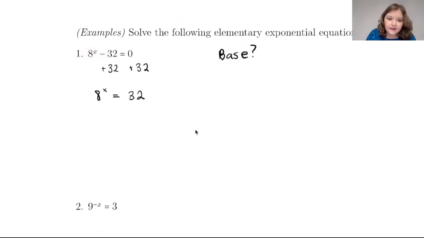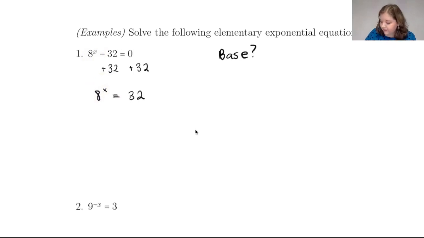So the first instinct may be to try and write it as a base of 8, because here we have 8 to the x. But 32 is not a power of 8. 8 to the first power is just 8, and then 8 to the second power is 64, which is already too big. So we'll have to change both sides of the equation to be the same power.